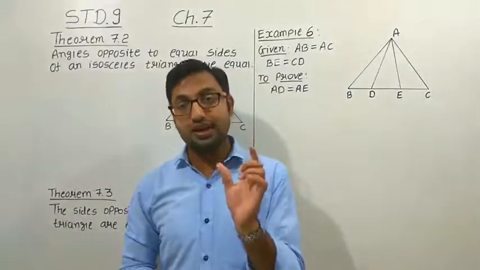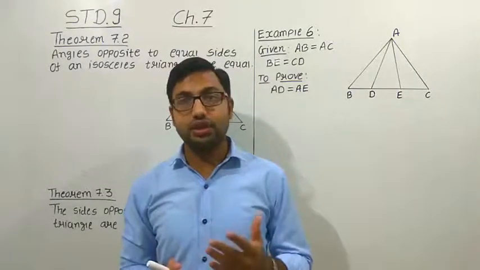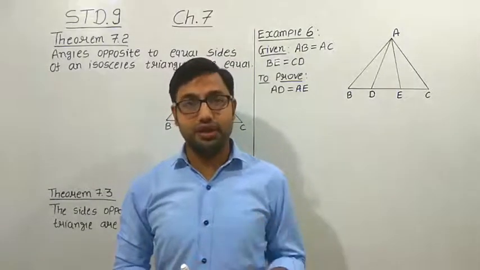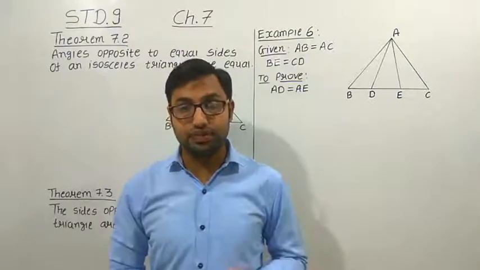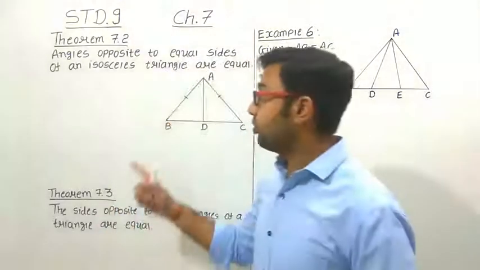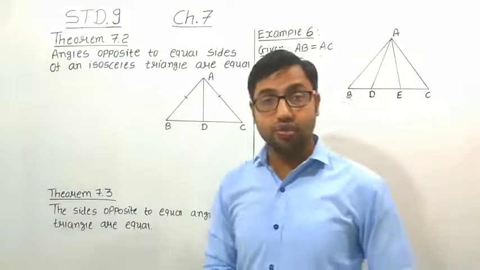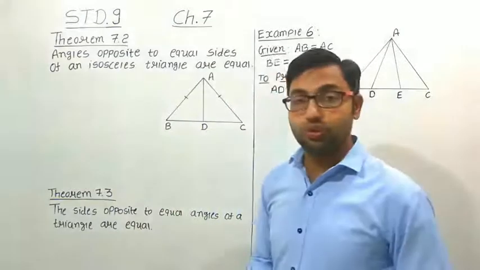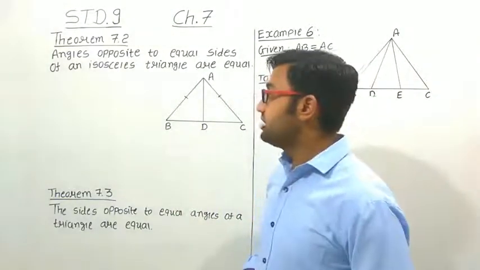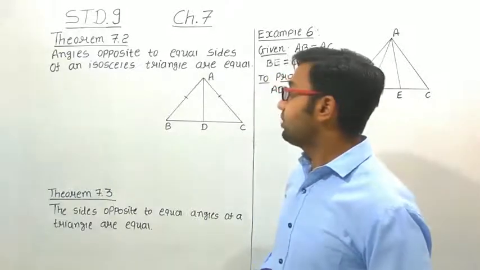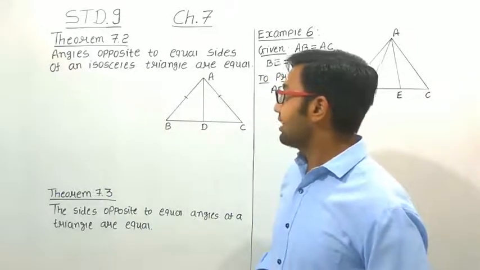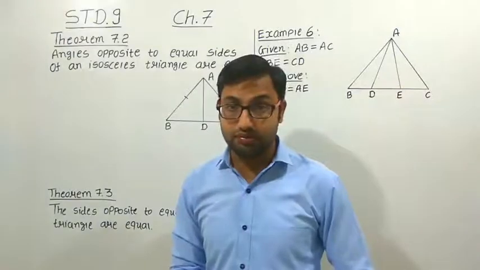So for a single triangle, if there is only one triangle, then which kind of properties it can hold, that we have to study. Regarding that, one of the theorems is given as theorem number 7.2. And what is the theorem? The theorem is: angles opposite to equal sides of an isosceles triangle are equal.